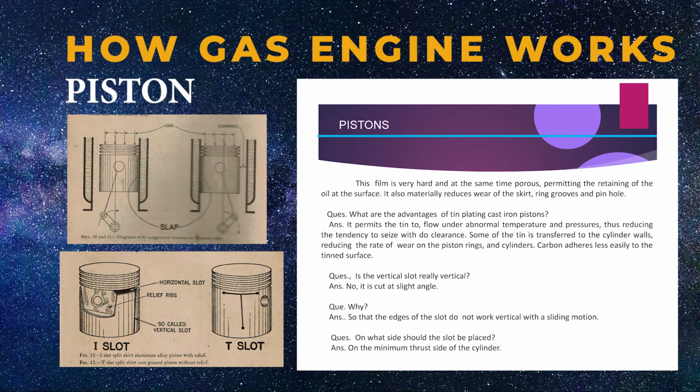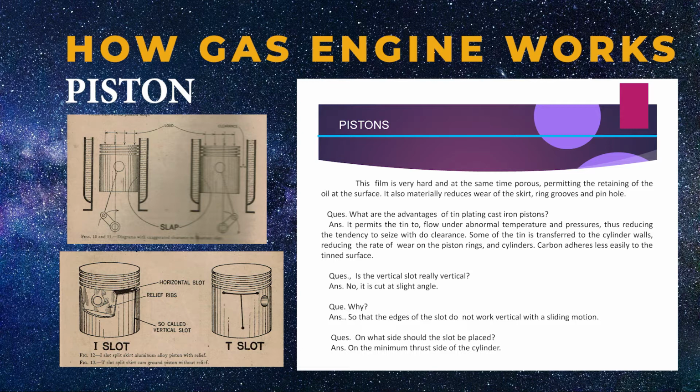Question. What are the advantages of tin plating cast iron pistons? Answer. It permits the tin to flow under abnormal temperatures and pressures, thus reducing the tendency to seize with due clearance. Some of the tin is transferred to the cylinder walls, reducing the rate of wear on the piston rings and cylinders. Carbon adheres less easily to the tin surface.